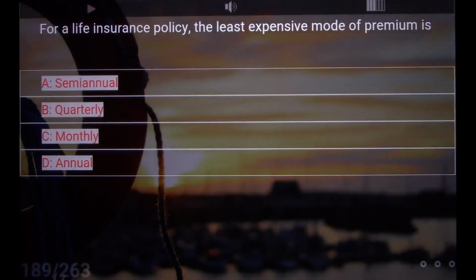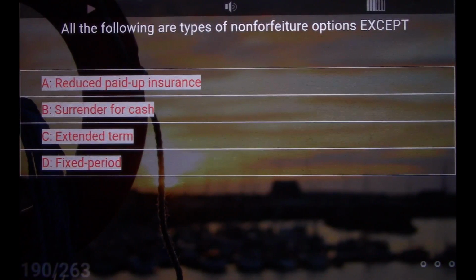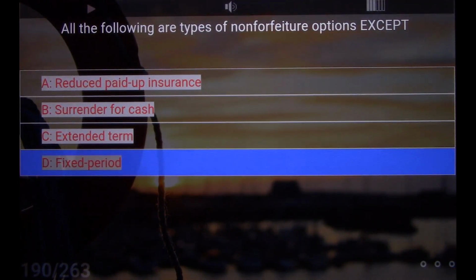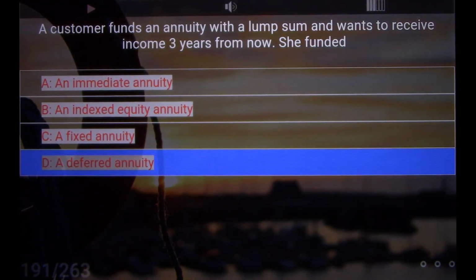For a life insurance policy, the least expensive mode of premium is D. Annual. All the following are types of non-forfeiture options except D. Fixed period. A customer funds an annuity with a lump sum and wants to receive income 3 years from now. She funded D. A deferred annuity.